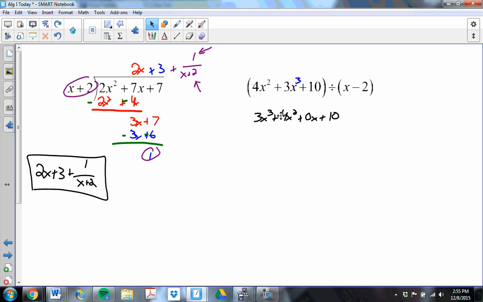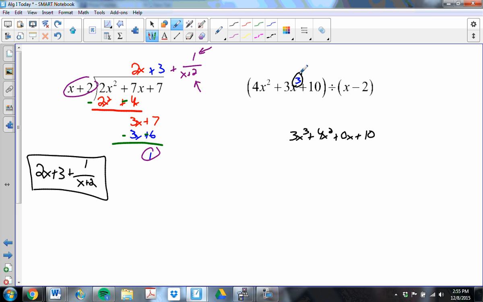It's very important to have every power represented. So since this only went x to the third, x to the second, and it skipped over an x to the first term, I have a 0x to the first. You want all of those powers on x represented: x to the third, x to the second, x to the first, and this is kind of like x to the 0. We just don't write x to the 0 there. This is going to be divided by x minus 2.